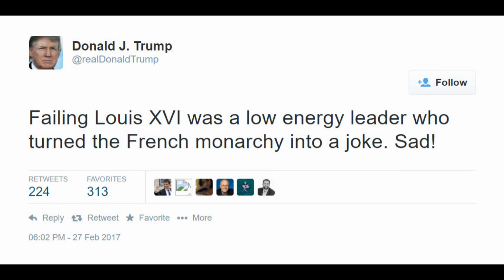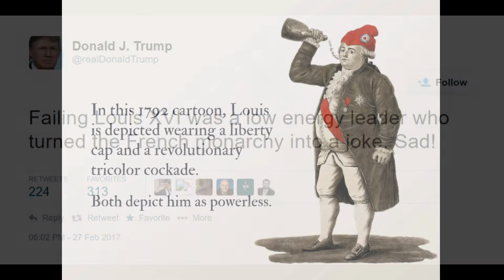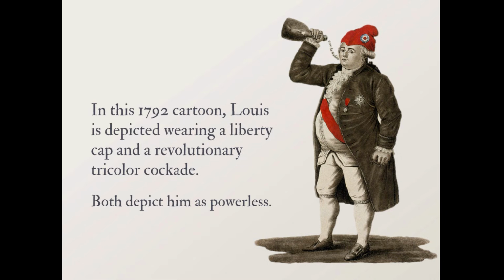So first of all, looking at our friend Louis XVI. "I want to be a constitutional monarch." Said no king ever. Every king thinks in terms of, I want to be powerful and all of that kind of stuff. Now, that's not Louis. I mean, you look at this artistic rendition of Louis, sad. All right, sad. Now, you see here that Louis is depicted wearing a liberty cap and a revolutionary tricolor cockade, and both of these depict him as powerless. You see him drinking out of a bottle, and it says, Viva la Nación, or the nation.